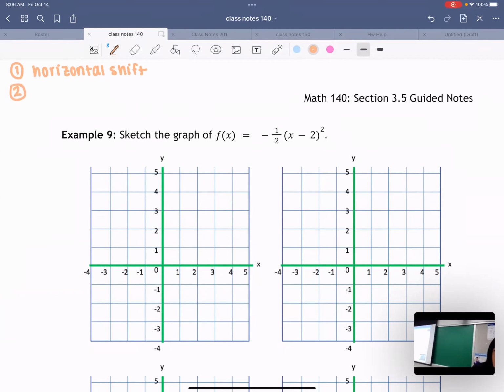Okay, after you do the horizontal shift, you're going to do any vertical stretching. Okay, so vertical stretch, vertical compression, that would go next. Once you're done doing the vertical stretching or compressing, you're actually going to reflect. So you're either going to reflect across the x-axis or the y-axis. And then the final thing you're going to do is a vertical shift. Okay, so that's going to be the last thing that you're going to do.